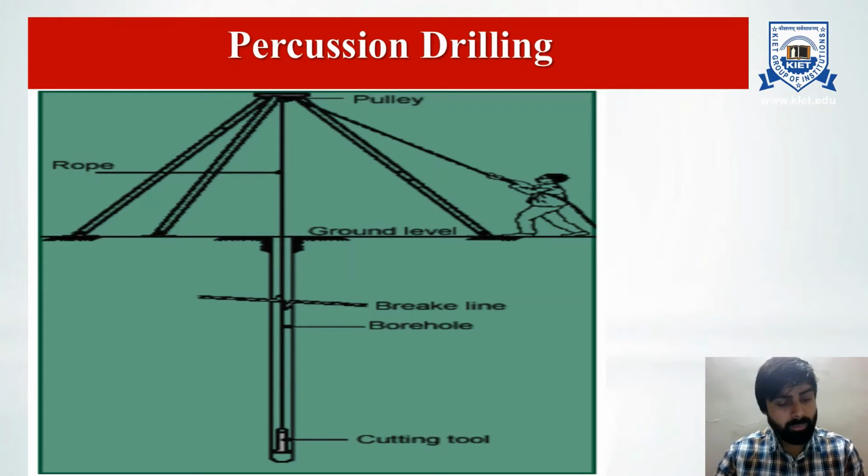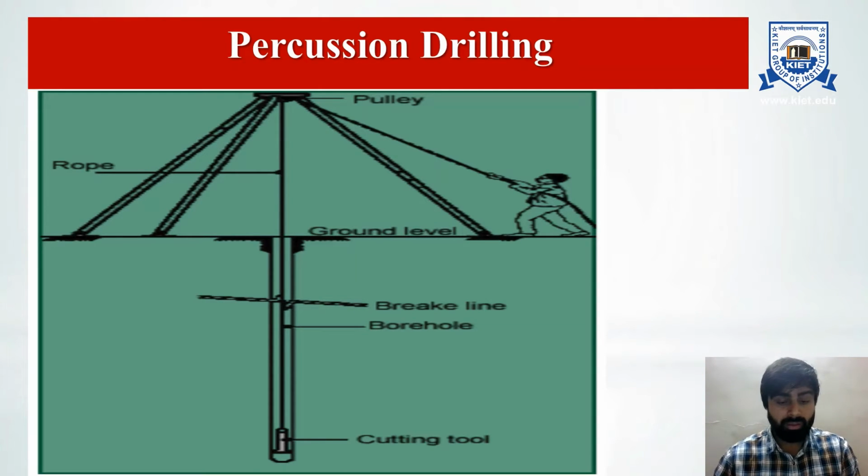Percussion drilling. The percussion drilling method is used for making holes in rock, boulders and other hard strata. In this method, a heavy chisel is alternately lifted and dropped. As shown in the figure, the heavy chisel is attached to a pulley, and 2 or 3 men apply a pull from here. Then the chisel is lifted and then dropped.